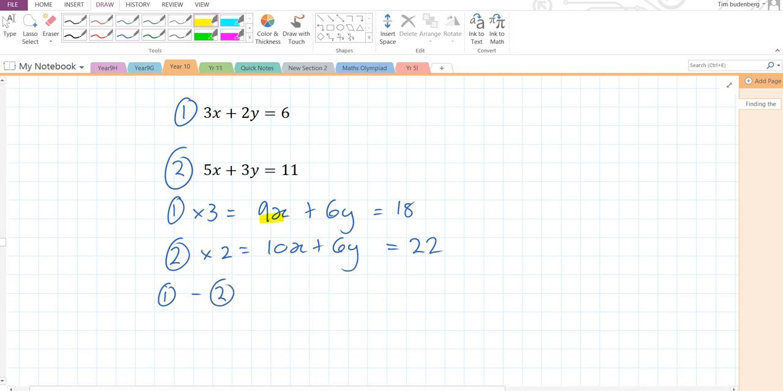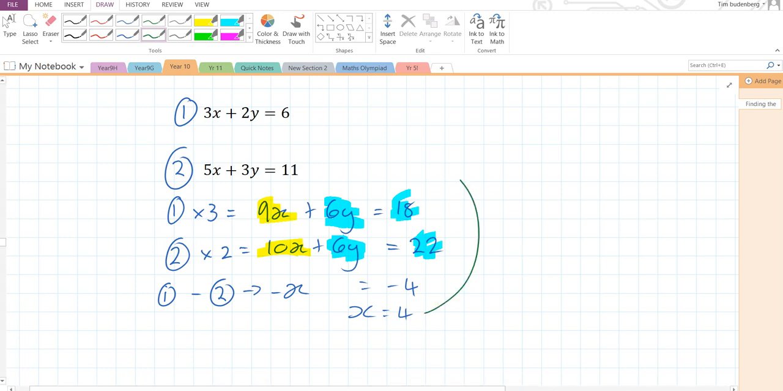So, 9x take 10x is negative x. 6y take 6y, well, that's gorgeous, it drops out to 0. 18 take 22 is negative 4. So we have negative x equals negative 4, x equals 4. And then we can substitute this into either one of our equations. I'm going to choose that one. 3 times 4 plus 2y is equal to 6. 12 plus 2y is equal to 6.